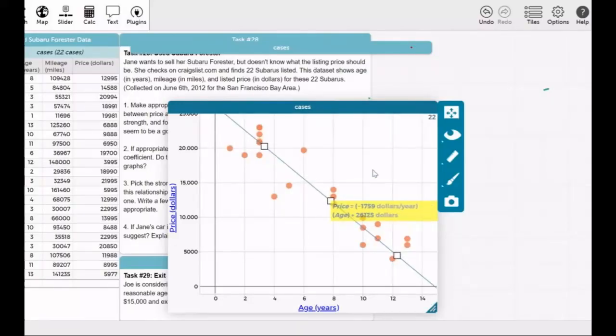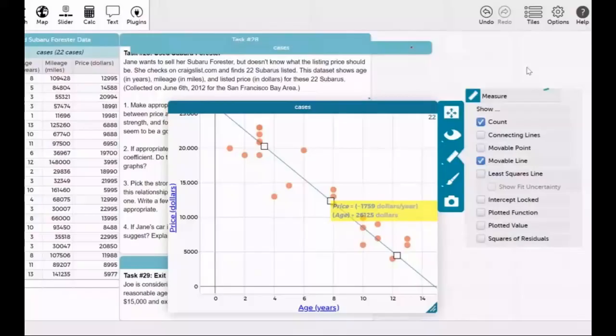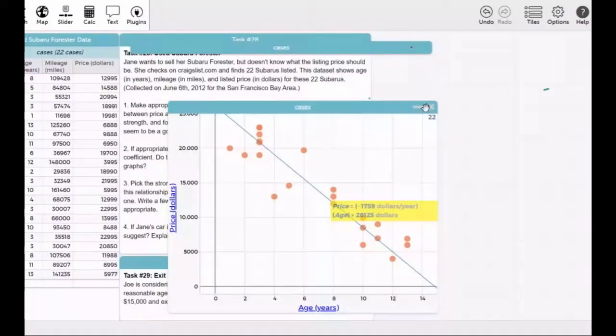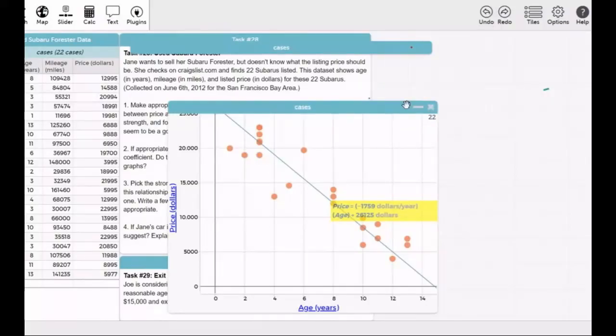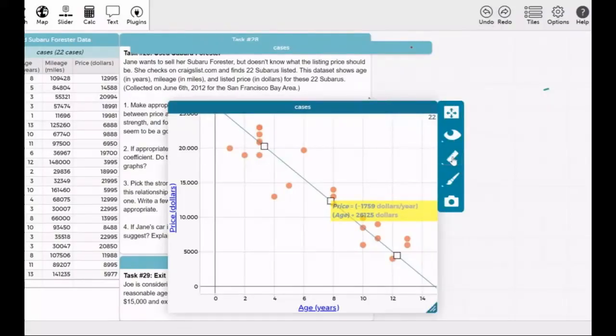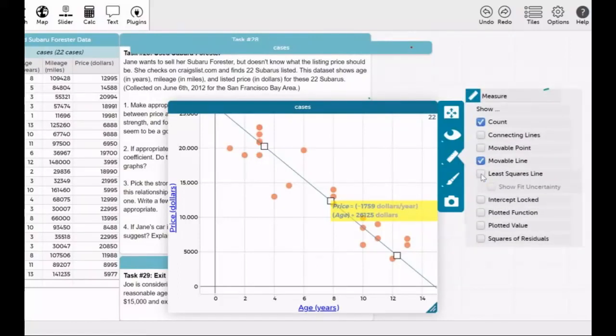Okay. And again, we still see the higher the cost, the younger in age that your vehicle is. I'm trying to find, that looks to me like it's maybe kind of in the middle. Okay, now I'm going to add my least squares line. Oh, I just lost it. Undo, where's undo? Cool. All right. Least squares line. Ooh, I wasn't as close.